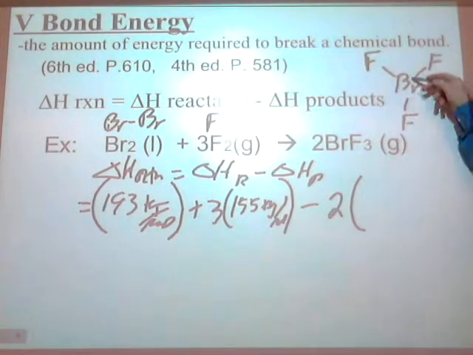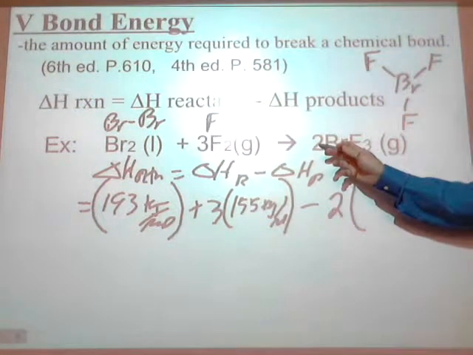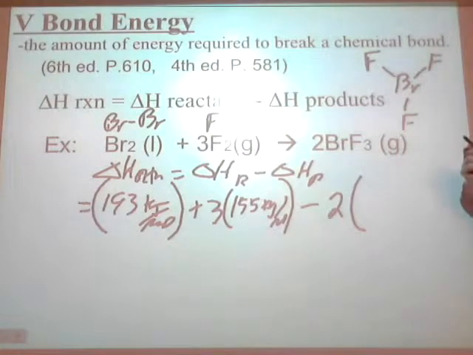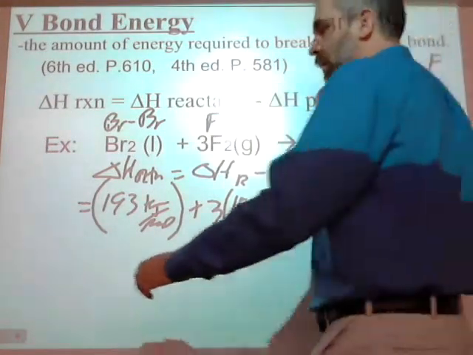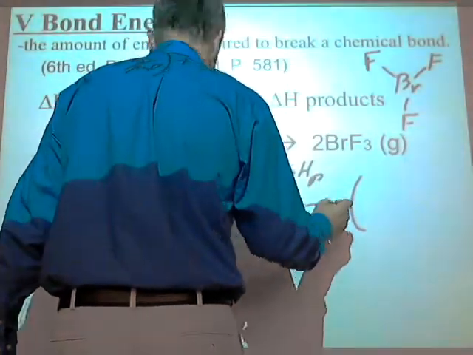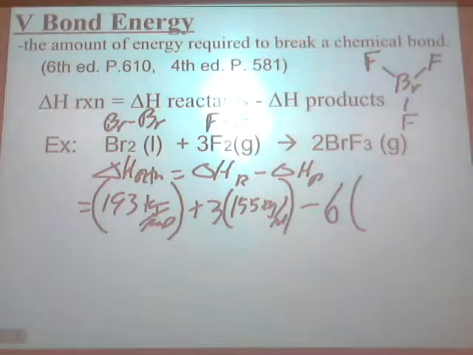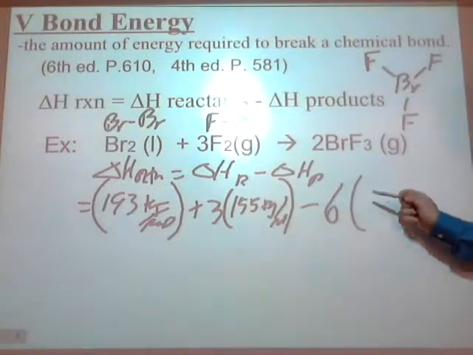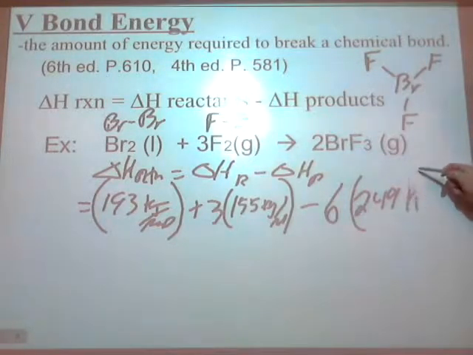How many BrF bonds are in that molecule? 3. And I have 2 of those molecules. So how many total bonds do I have? I'm actually multiplying not by 2, but by 6 here. And what is the BrF bond? Again, why is it 6? 249. Okay. Well, let's finish it up, and then I'll show you some other examples of guys like that.